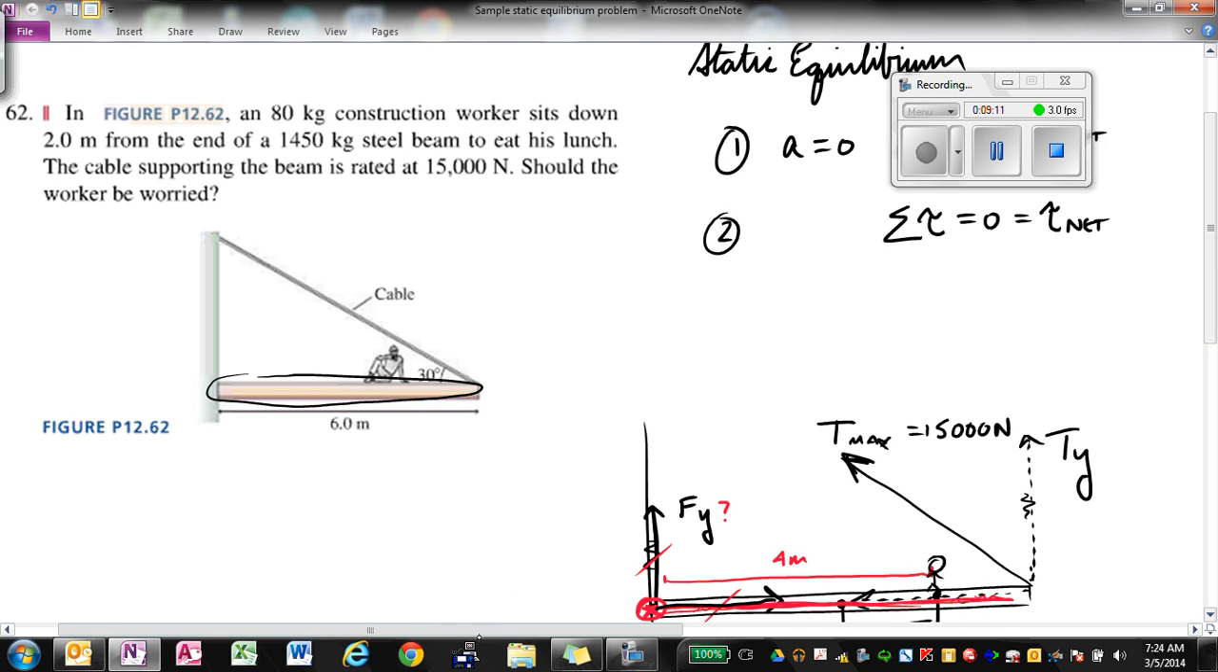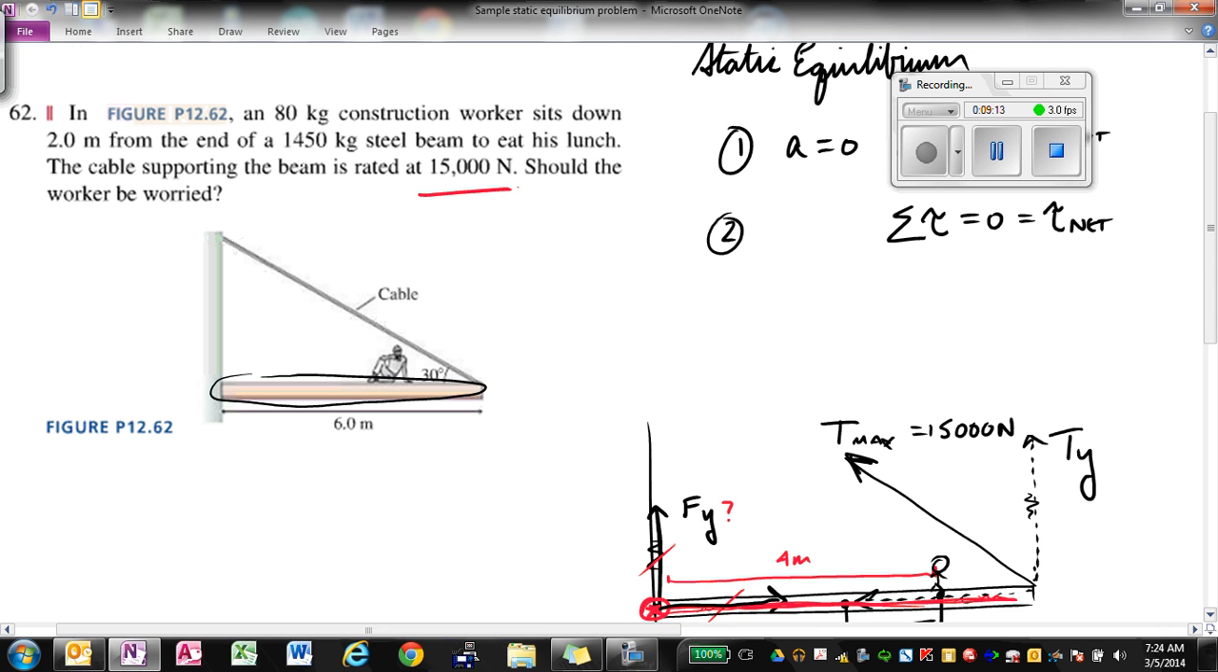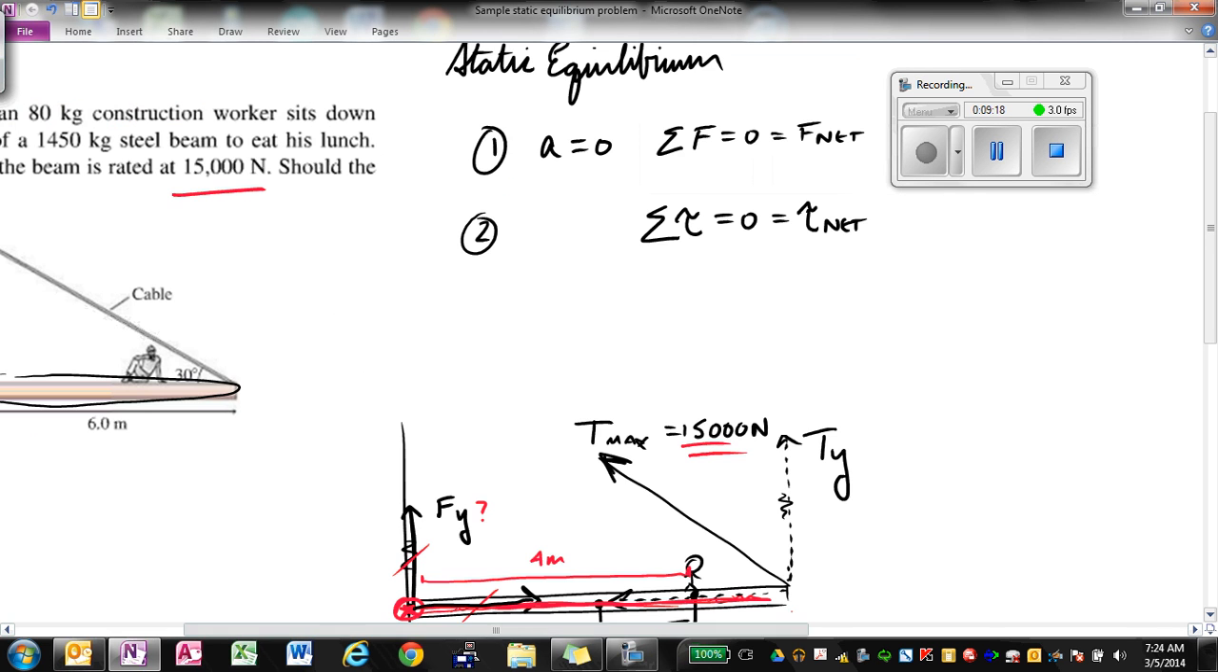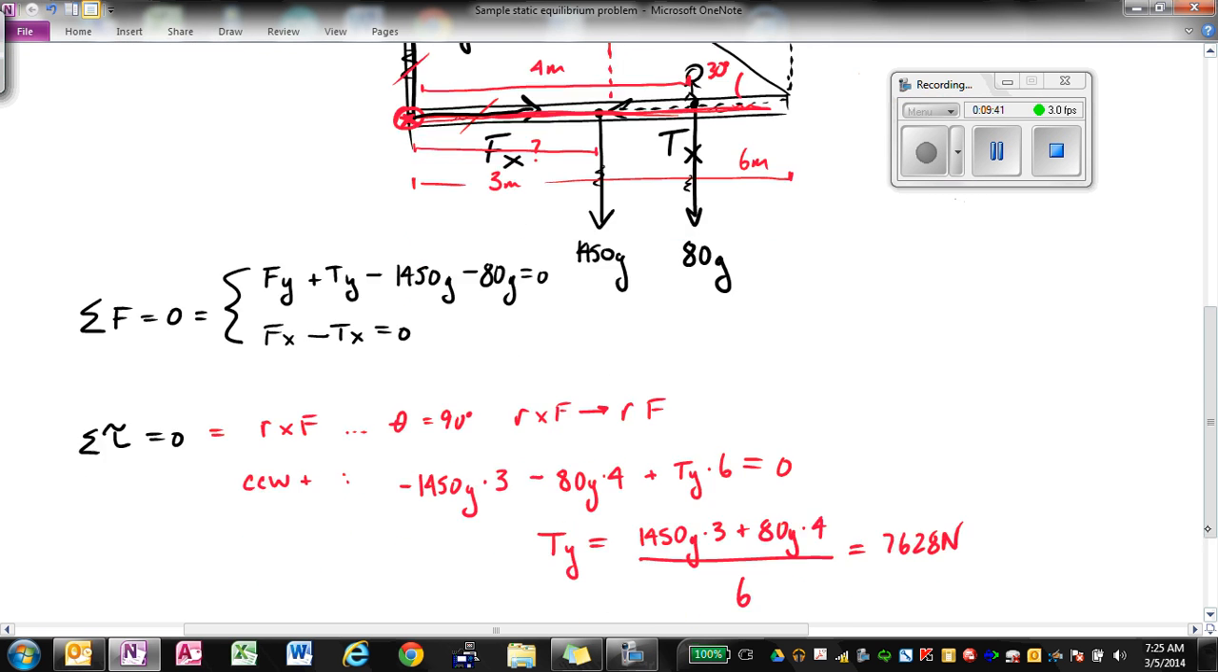And what they started the problem with is that they said that the cable supporting the beam's rated at 15,000 newtons. So if this is 15,000, then Ty max, that's like this side here, and they give us this angle as 30 degrees. So Ty max is going to be equal to 15,000 times the sine of 30. Sine of 30 is a half, so that's going to be 7,500 newtons. And so the question is this, should this guy be worried?